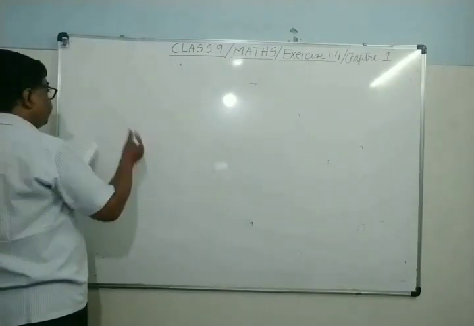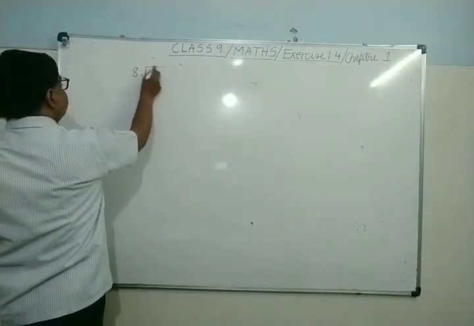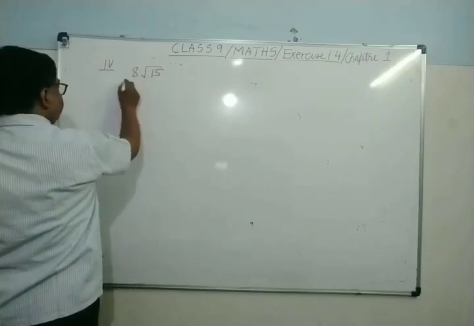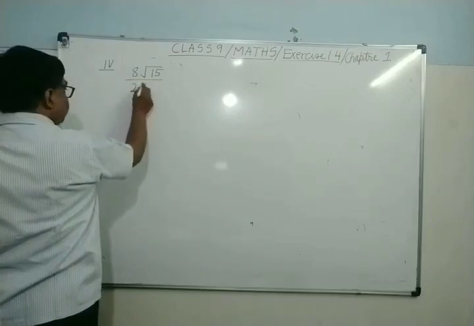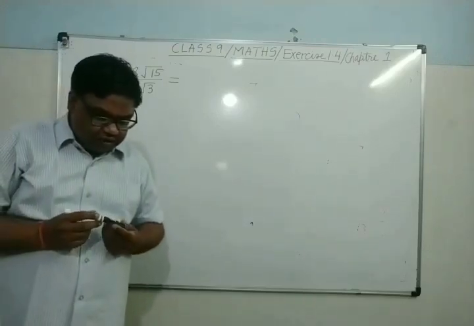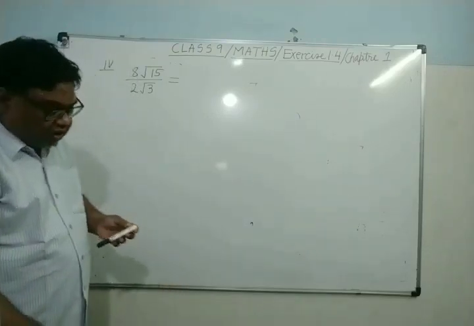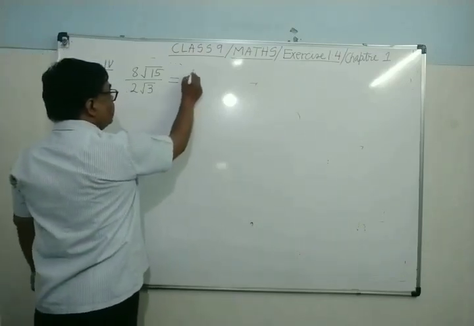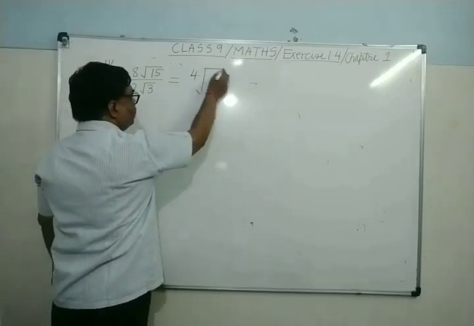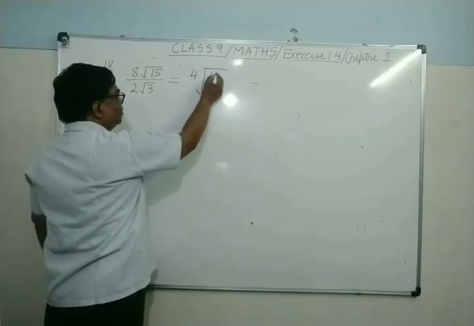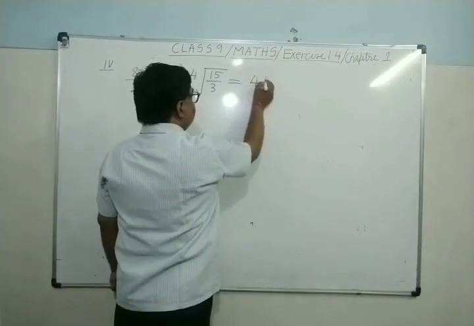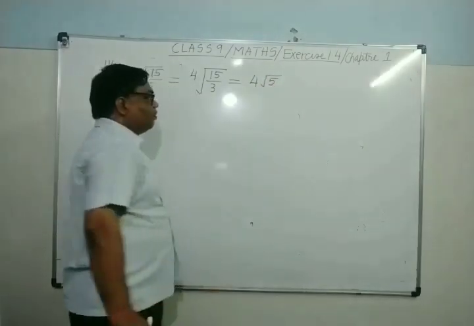8 root 15 divided by 2 root 3, this is question number 4. This you have to simplify. So see here, 8 upon 2 is 4. Both the surds have the same order, so we can write it inside the common radical. So 15 upon 3, 15 upon 3 is what? 4 root 5. Now it cannot be further simplified.